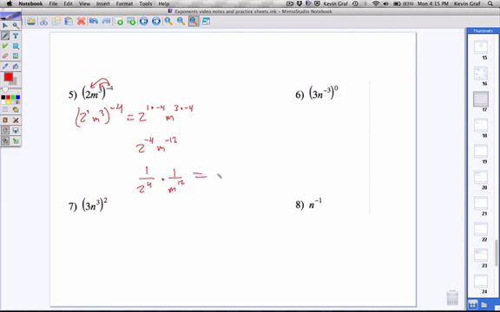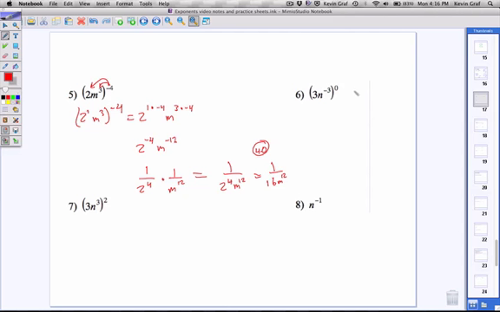And you can put those together to make 1 over 2 to the 4 m to the 12. And 2 to the 4, we could figure out what that equals. 2 to the 3 is 8, so then multiply it by 2 again would be 16. So that would be 1 over 16 m to the 12. Okay, and again, this would be your exceeding.